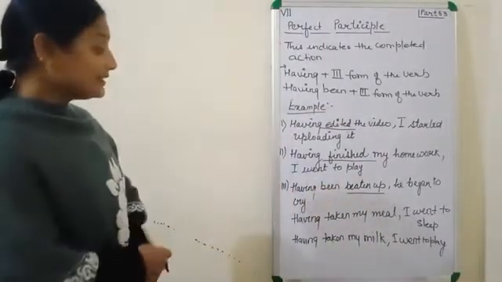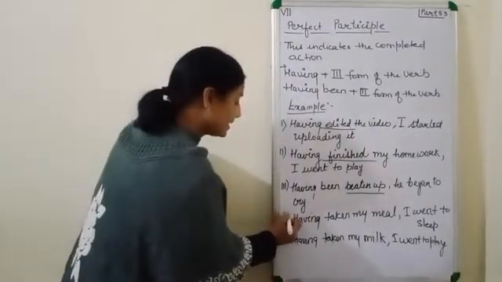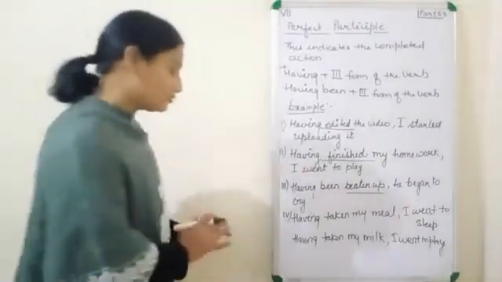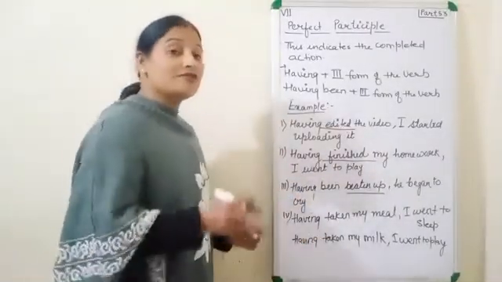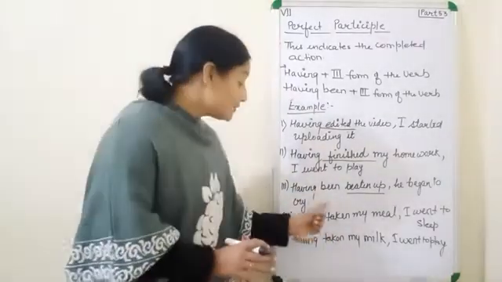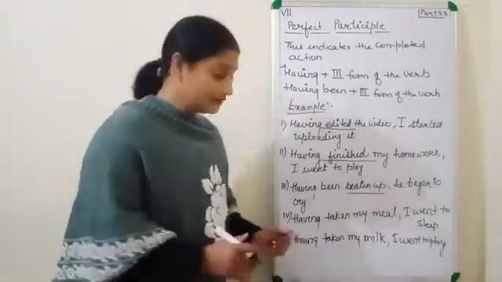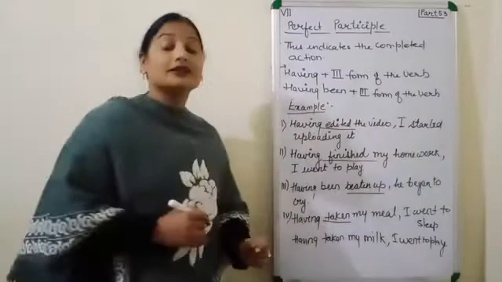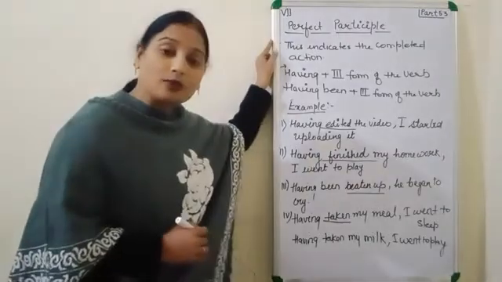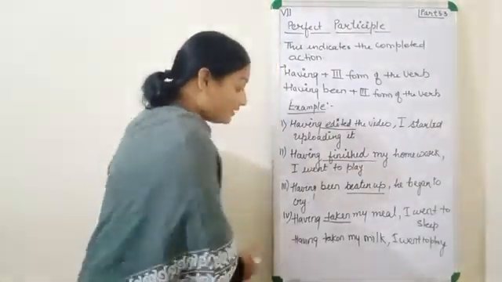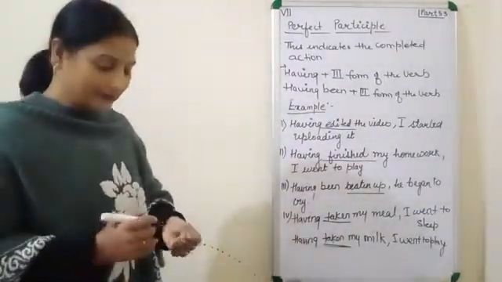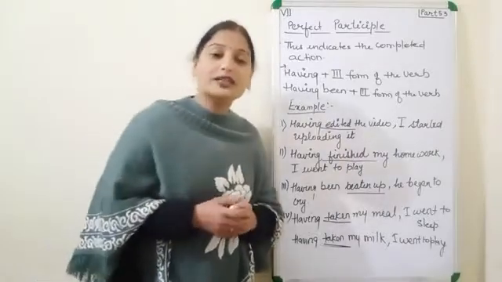Okay. Having taken my meal, I went to sleep. Once again, so many verbs, but we have to concentrate on the verb which shows an action, and that action has already been completed. So, having taken my meal, third form of the verb, this will be the perfect participle instead of the normal main verb. Having taken my milk, once again the same, I went to play. So this is all about the participles.